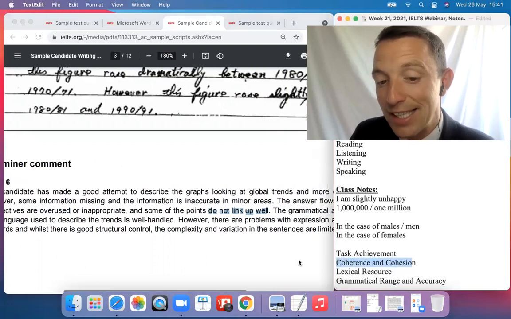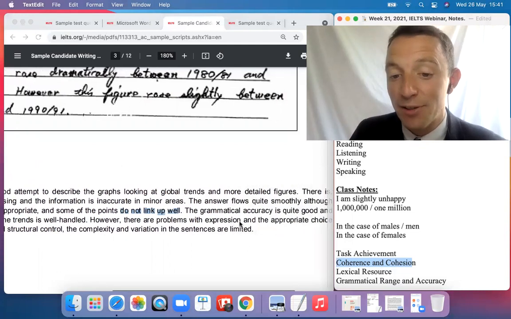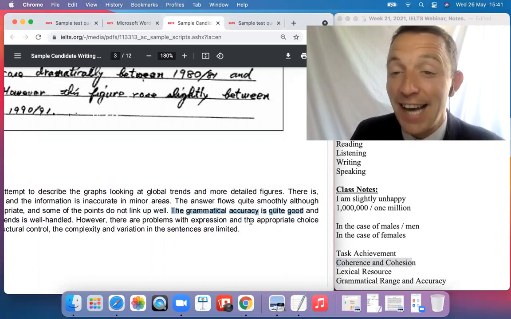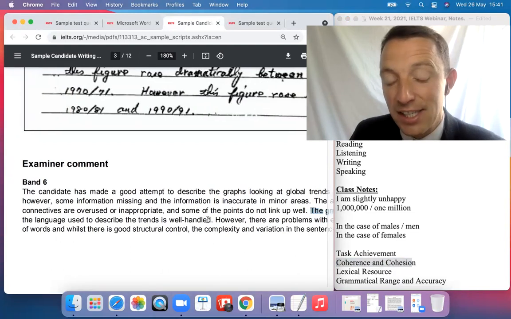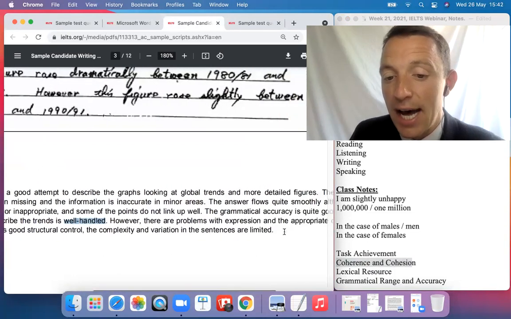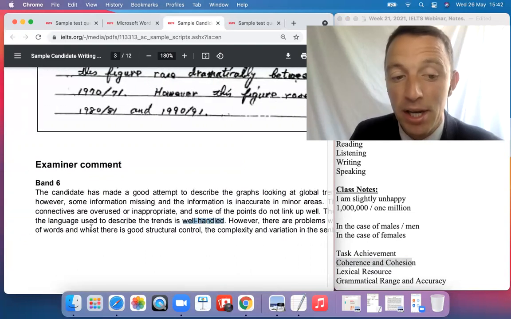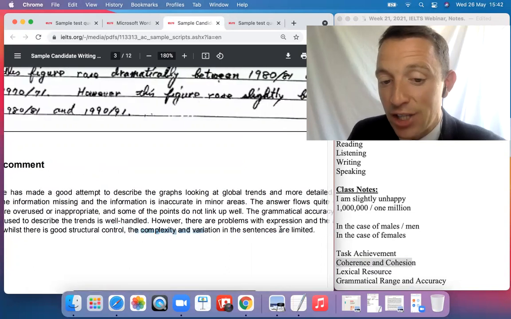In relation to vocabulary and grammar, the accuracy is quite good. This is exactly what I said, the same as my opinion. The accuracy is very good, and the language used to describe the trends is well handled, so the vocabulary is good. However, there are problems with expression and the appropriate choice of words, which is what I said about vocabulary. Whilst is the same as while, like mientras. There is good structural control, but the complexity and variation in sentences are limited.